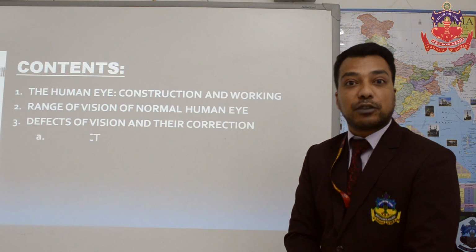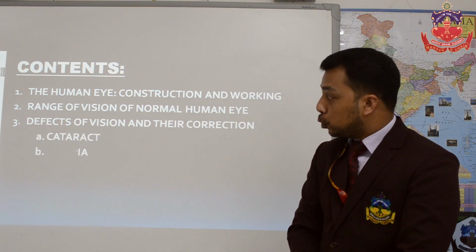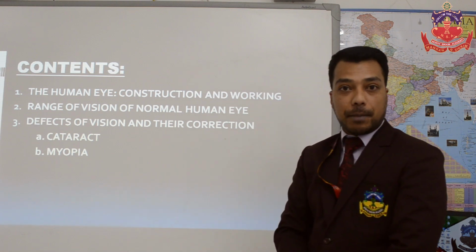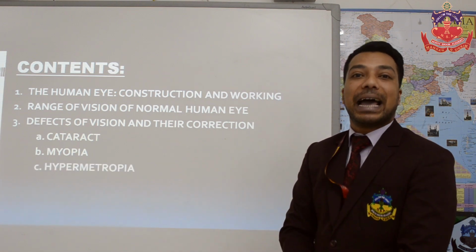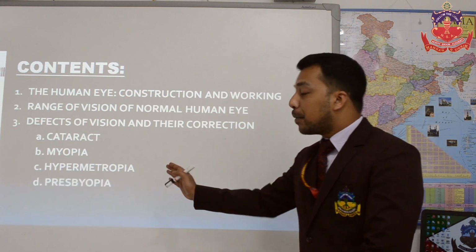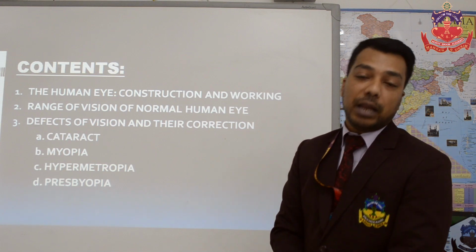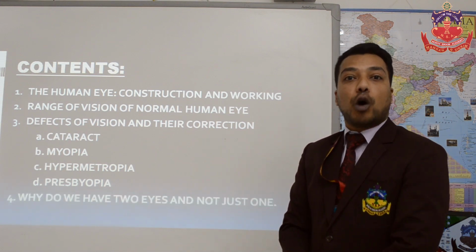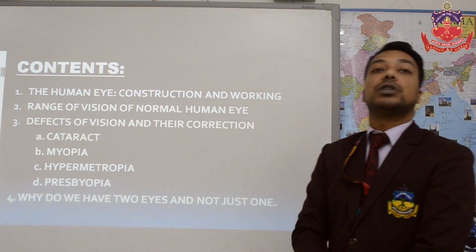The defects are as follows. Number one we have is cataract. Number two is myopia. The third defect is hypermetropia, and the last one we have is presbyopia. So these are the four defects of the normal human eye. And the last topic for today's discussion will be why do we have two eyes and not just one.